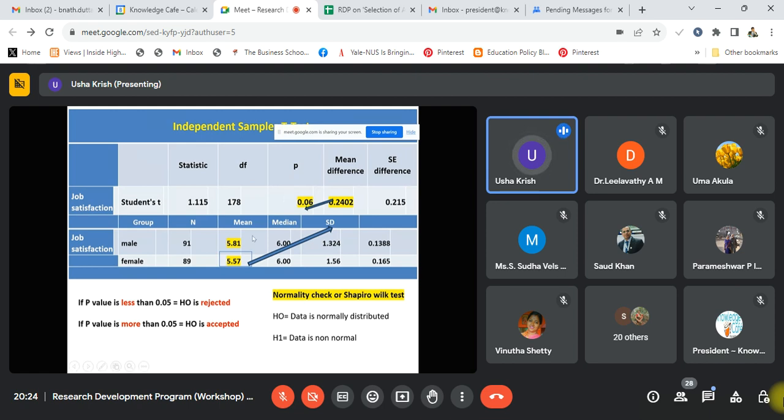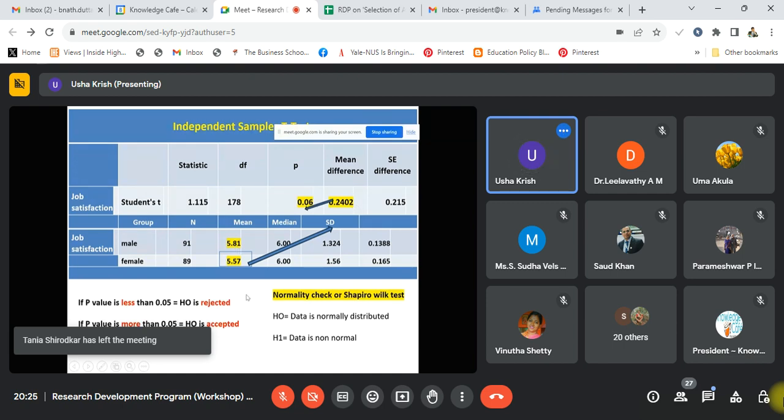Then what you should look into in the t-test table: first see the mean values, 5.81 and 5.57, male and female. The next, directly see the mean difference. Then see the p-value. Here the p-value is 0.06. It is more than 0.05. That means the null hypothesis is accepted.